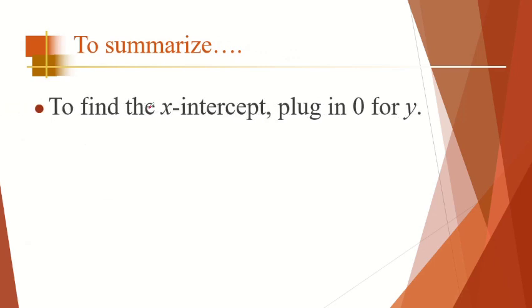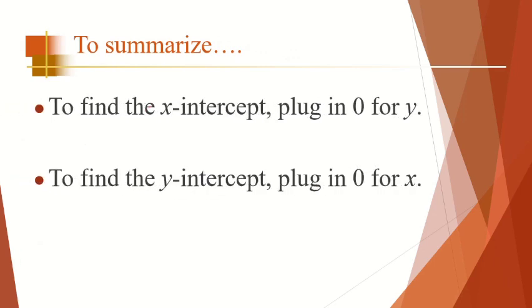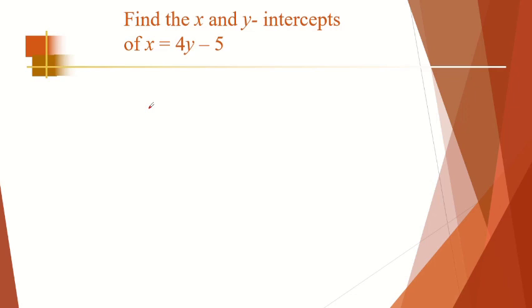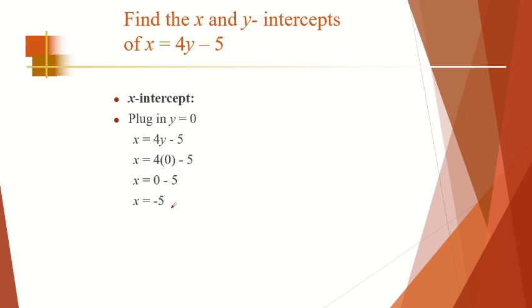To summarize, to find the x-intercept, plug in 0 for y. Then x equals negative 5. So this is your x-intercept. Since you made y 0, automatically your y-coordinate here is 0, and then you get x, the x-coordinate.